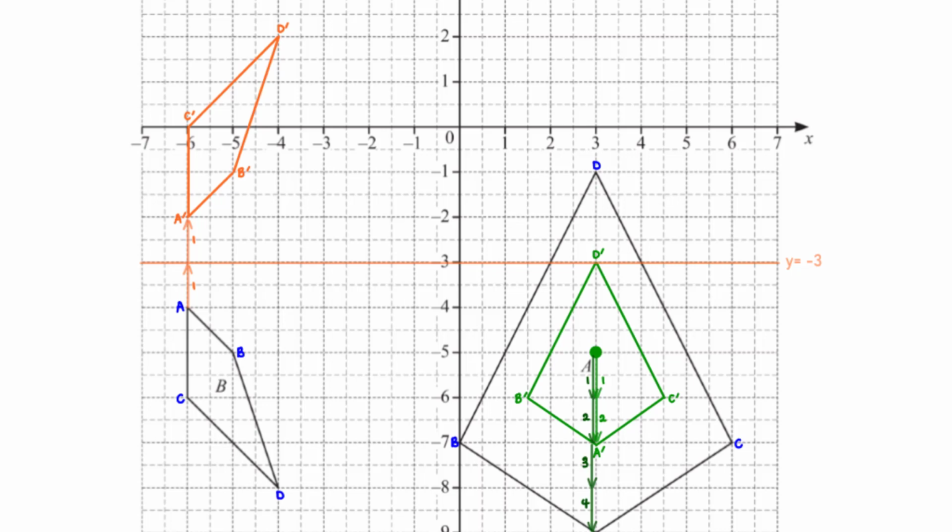So for point A on shape B, since we move 1 unit upwards to touch the line of reflection, we also need to move 1 unit upwards from the line of reflection to pin the new position of point A. We need to repeat the same process for the rest of the points on shape B as well. When we are done, we are able to map out the reflected image of shape B.